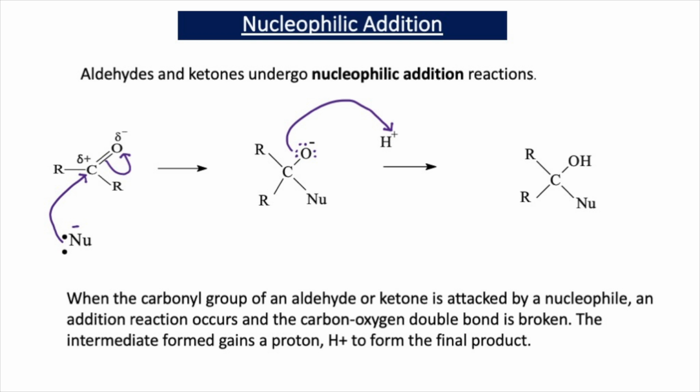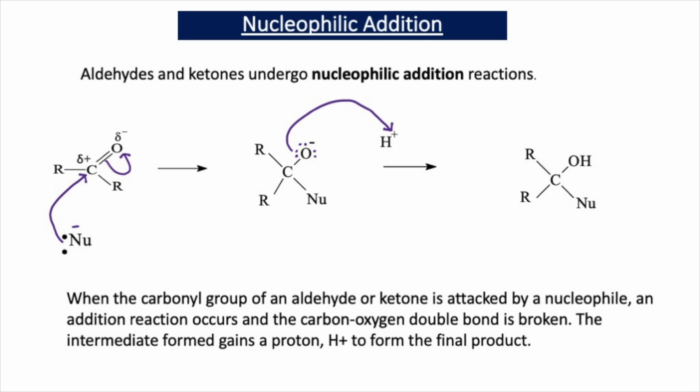Now the carbon is delta plus because it's next to an oxygen which is more electronegative. So that's why the carbon is delta plus and the oxygen is delta minus. Now when the nucleophile's pair of electrons attack the delta plus carbon, this causes the double bond between the carbon and the oxygen to break. And I represent this by drawing a double-headed arrow from the middle of that bond to the oxygen.